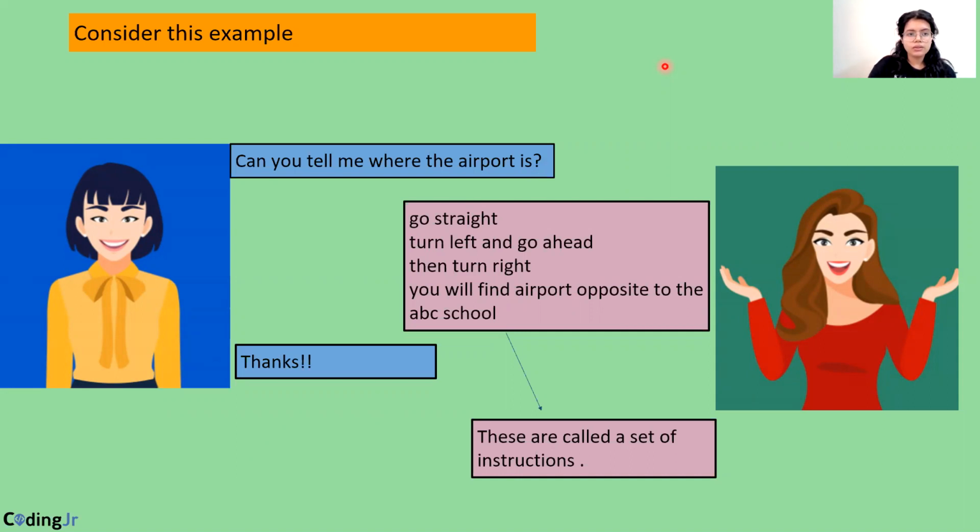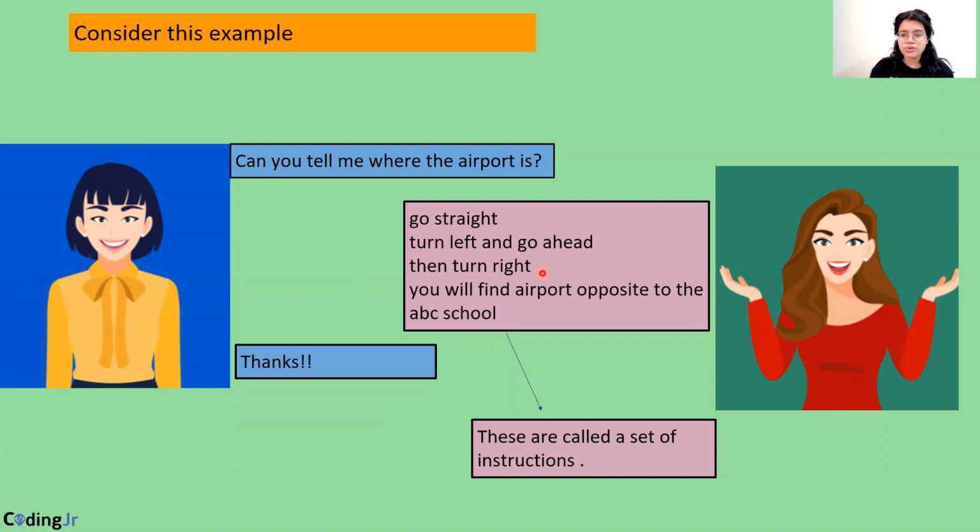Okay. See here, a girl asks, "Can you tell me where the airport is?" The other girl answers, "Go straight, turn left, turn right, you'll find the airport." So what is this? These are called the set of instructions. People communicate by giving sets of instructions. Similarly, if we want to communicate to a computer, we have to give the computer a set of instructions.